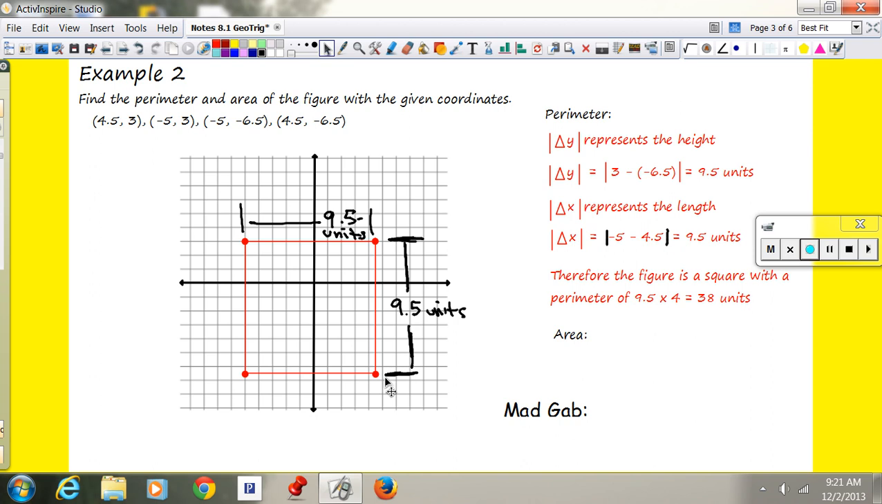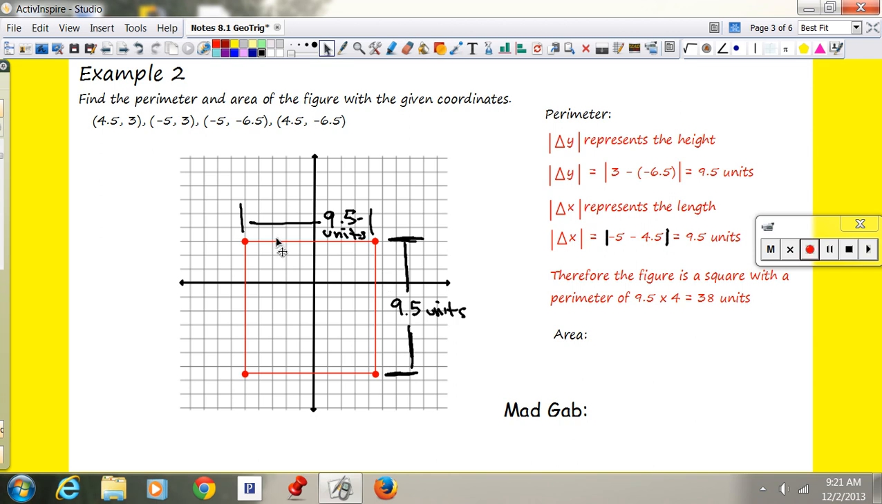So if you started in this bottom corner and you walked all the way around and ended up right back where you started, you would have walked 38 units. That's called the perimeter of the shape. You're walking all the way around the figure. Because distance is always positive. If I come up with a negative number, I can't have a negative distance. So I'm using absolute value to make sure that this amount right here is a positive amount. That is also a positive amount.